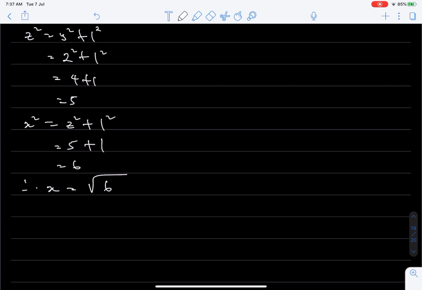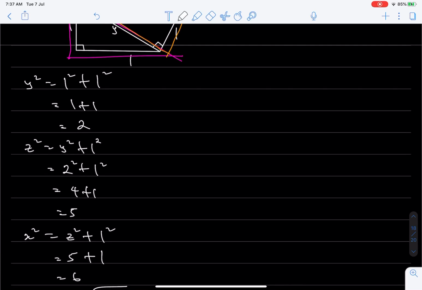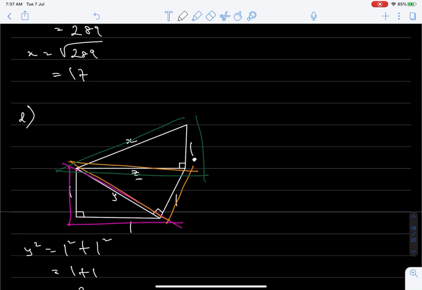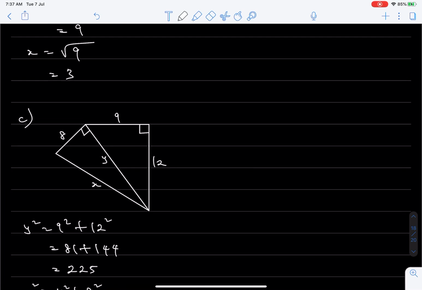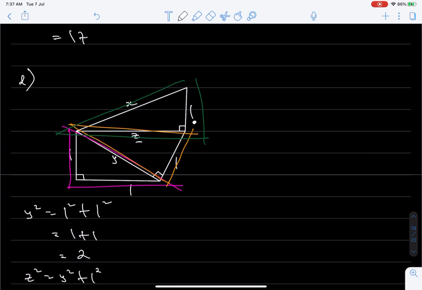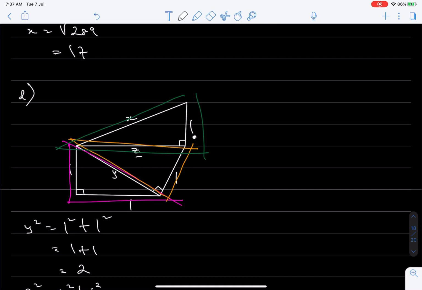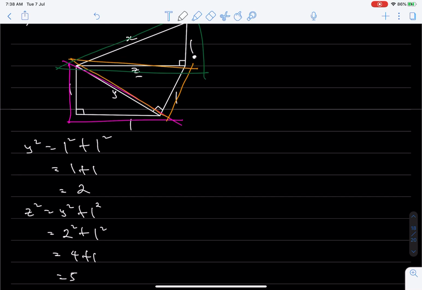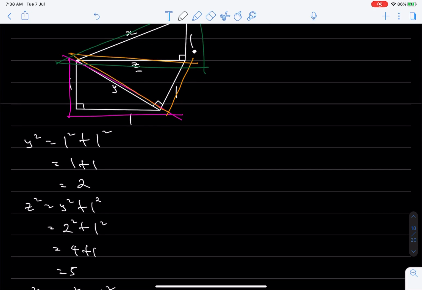I need to be sure that's very correct. So let's see that very, very quickly and be sure that it is correct. Okay, let's go over that again. Let me check the side. 1, 1, y, z, 1, x. And that's 1x. That's correct. Y squared is 1 squared plus 1 squared. That's 2. That's correct. Z squared is y squared plus 1 squared.